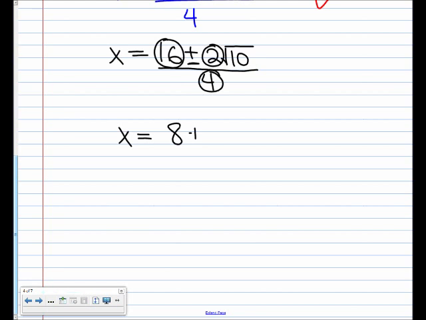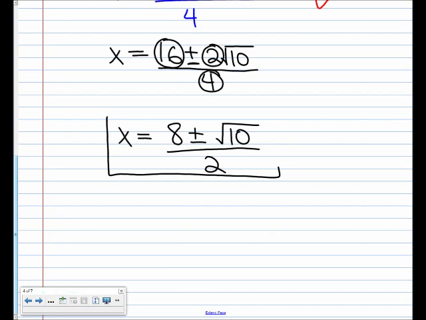So 8 plus or minus, I could write a 1 if you wanted to, times the square root of 10 all over 2. So that is it. This is my answer. You need to fight the urge. There's going to be a lot of students that want to divide that 10 and that 2. Do not do that. Leave it like this. Do not touch the number that's in that radical.